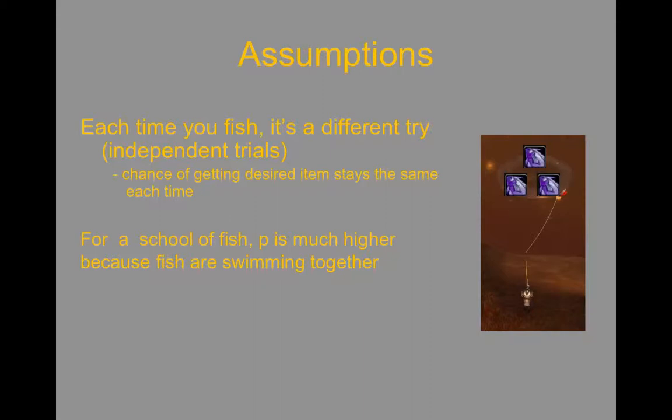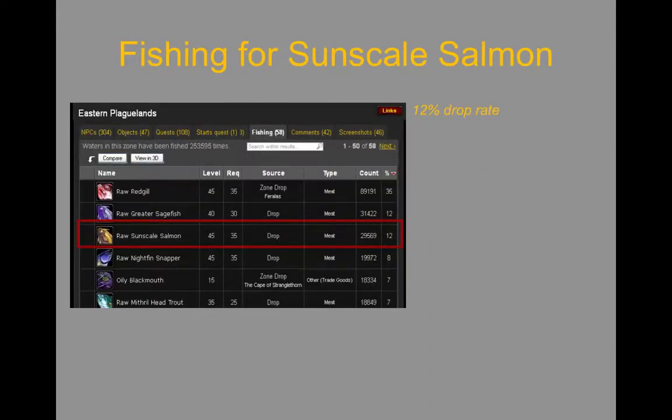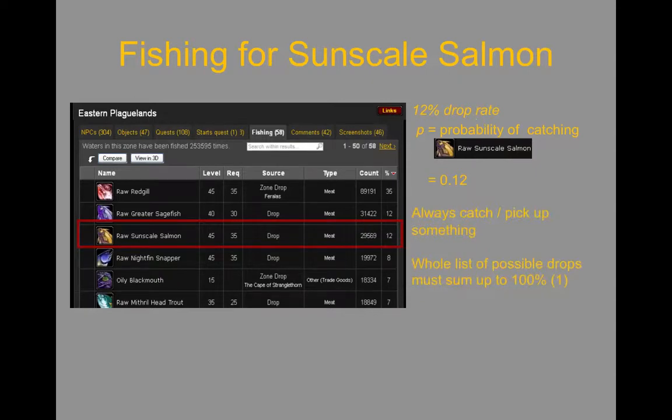really valuable fish. Okay, so we're going to go fishing in the Eastern Plaguelands, and we're going to be fishing for sun-scale salmon. Now the chance of picking up raw redgill is 35% in Eastern Plaguelands, and for salmon it's 12%. So the raw sun-scale salmon has a 12% drop rate, which means the probability of catching it is 0.12. Whenever you fish, you always catch or pick up something as long as you click on the hook.